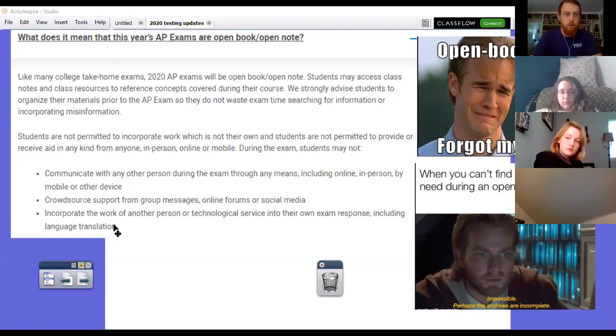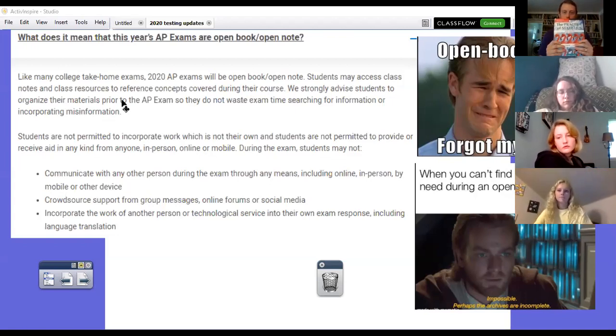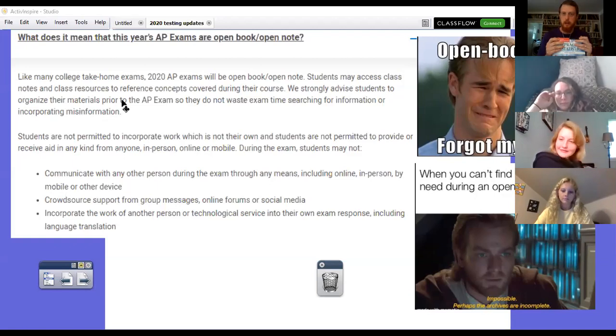We strongly advise students to organize their materials before the AP exam so that you don't flip around your whole book while the clock is ticking. The test is still timed. We'll look at the timing in a second. So I highly recommend digging out your book. Some of you were already doing a really good job of keeping your binder organized by section and by unit. That's great. You should be in good shape. If that's not you, then work on getting that put together by the day of the exam.